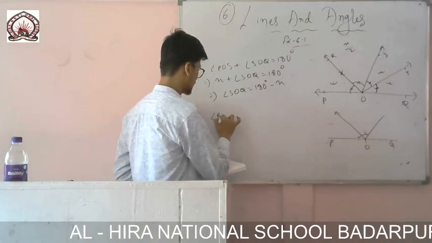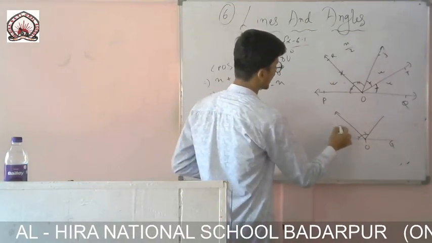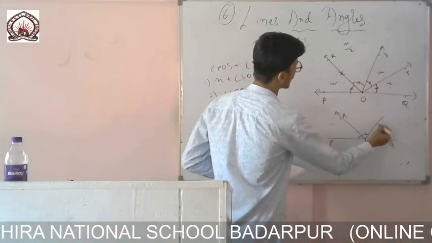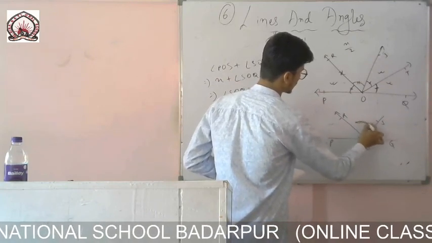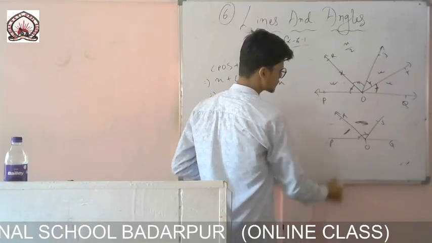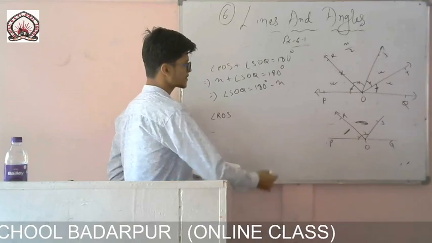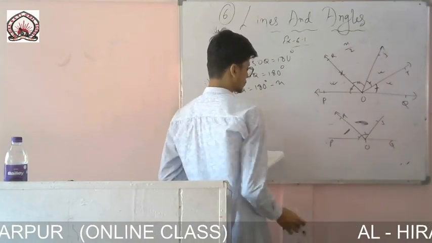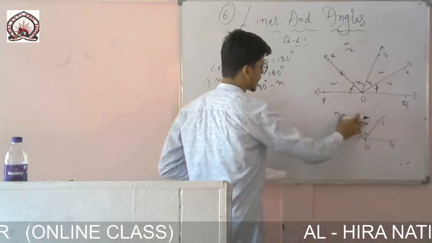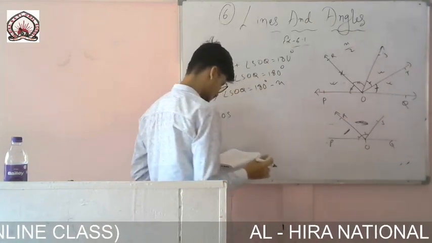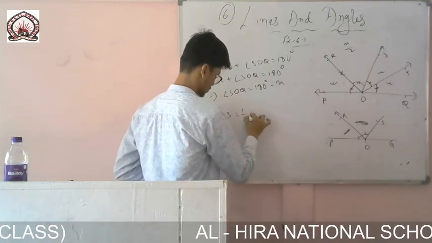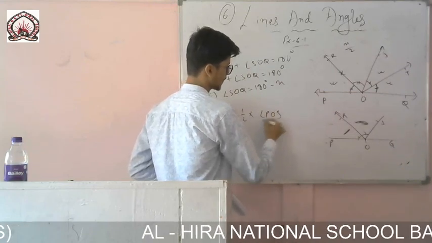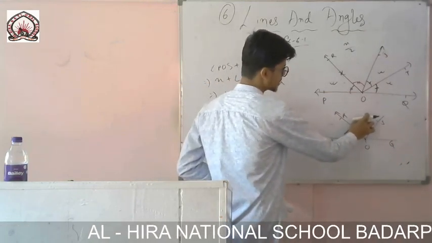So if I want to find ROS, that means this part. If I want to find this part, so this part and this part are the same, and this part and this part are the same. So this part will be equal to half of the whole angle. Half of the whole angle. So half into POS. This one and this one are the same, no?